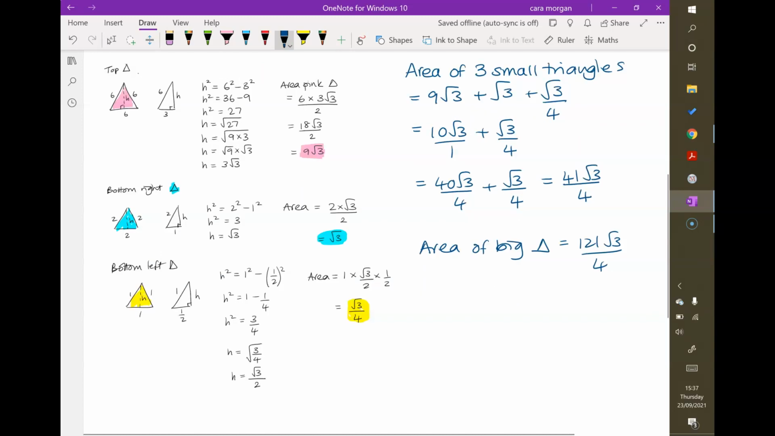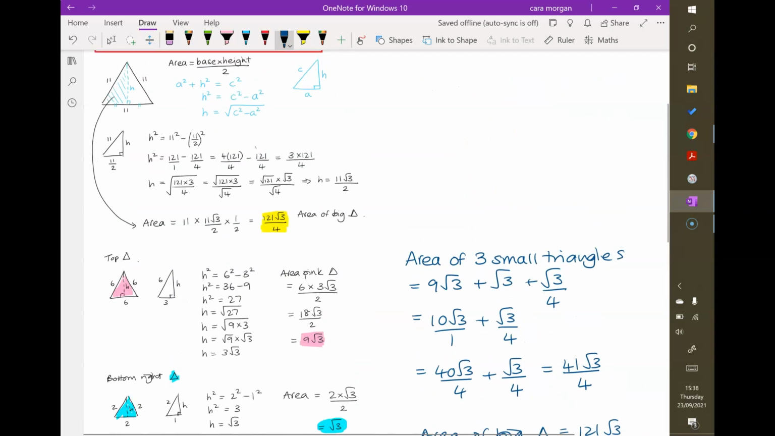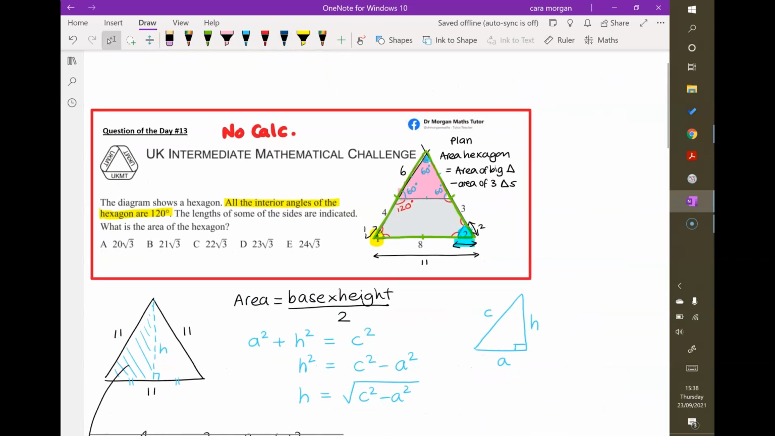Remembering that the area of my big triangle was 121√3/4. So now I'm going to find the area of the hexagon. I'm going to get the biggest area, take away the areas of the little triangles that have been cut out. That's going to leave me with 80√3/4. 80 divided by 4 is 20. 20√3 units squared. Looking back to the answers, I really hope 20√3 is there. And if I have a look at the answers, A is the one.